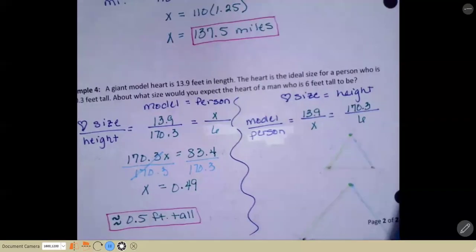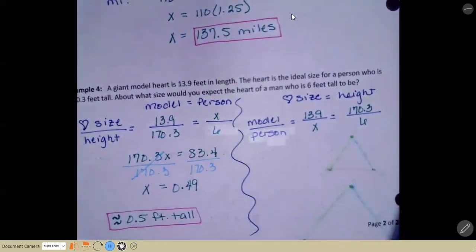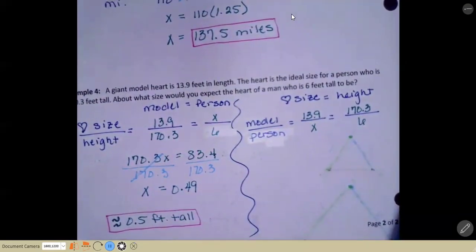Okay, so there's 2 ways to set up the proportion. Either way is going to get you the same answer. And so that actually concludes both lessons 1-4 and 1-5 on proportions. All right.